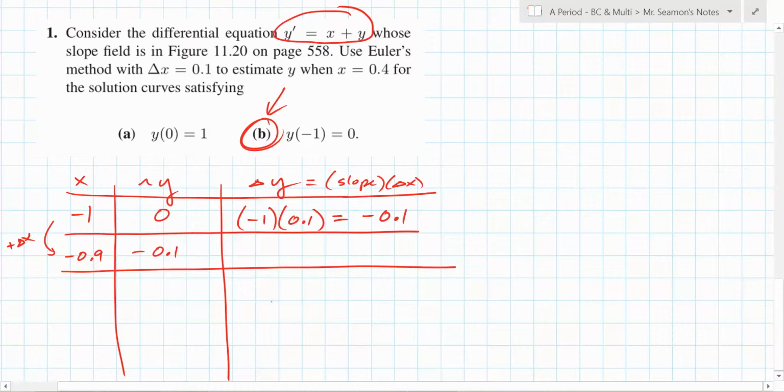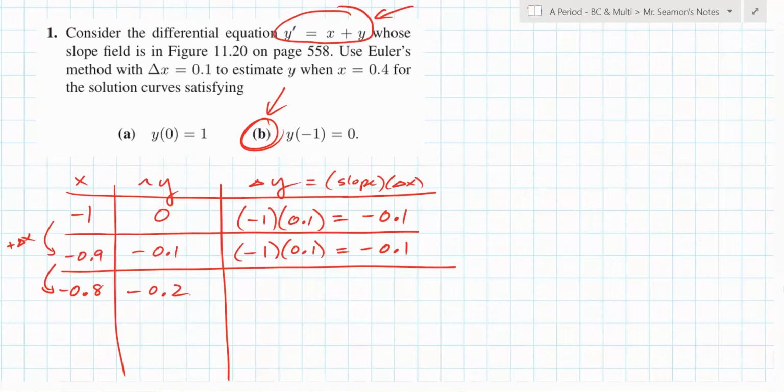So now we do the exact same thing over again. What's the slope? You add them together. Y prime is the sum of the two numbers. So what's the sum of those two numbers? Negative 1 again. Oh, that's pretty cool. What's the step? Negative 0.1. So how do we get the next x value? We add it and get to negative 0.8. So what is the next y value going to be? Negative 0.2.